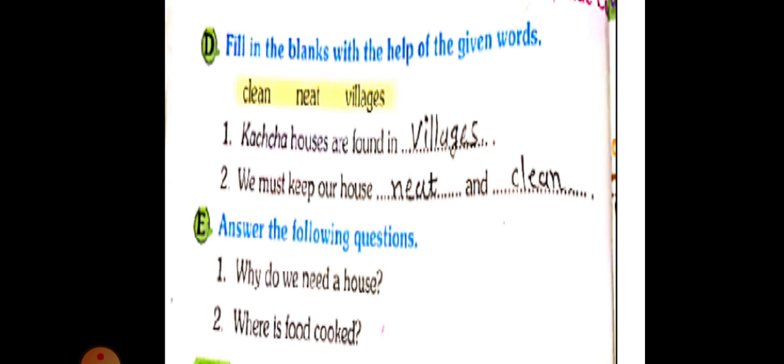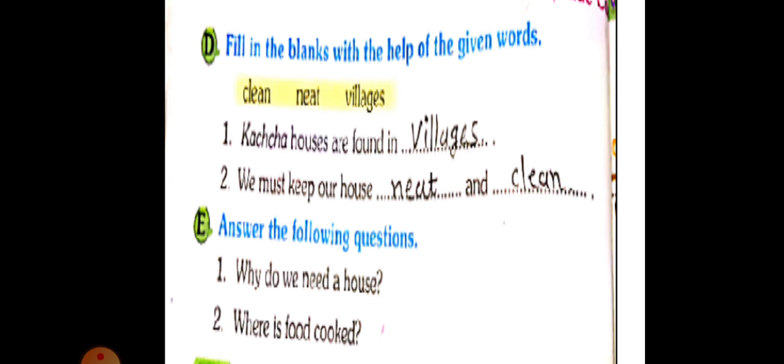Number 1, kacha houses are found in villages. Second number, we must keep our house neat and clean.